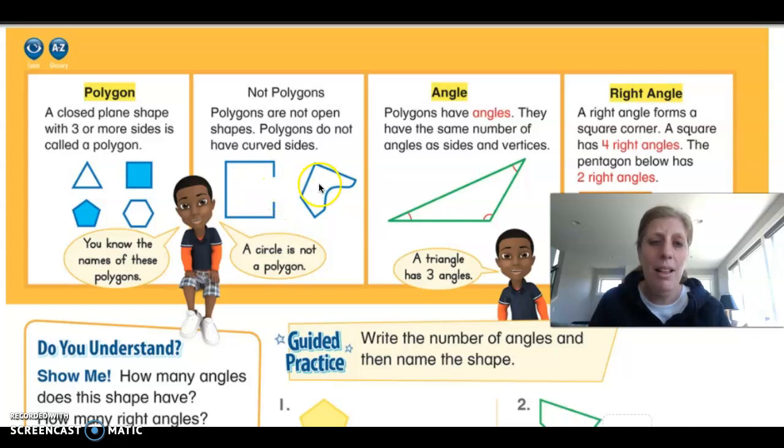And why is this one not a polygon? Because it has curved sides. Polygons have to have straight sides. Angle. So that's the definition of polygon. Angle, here's the definition of angle.